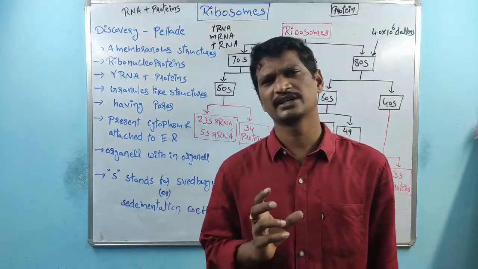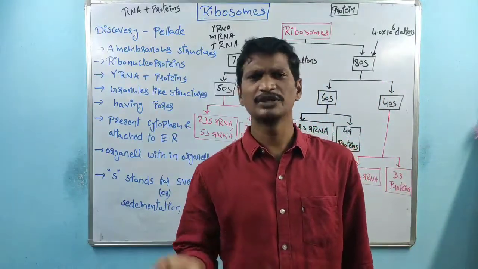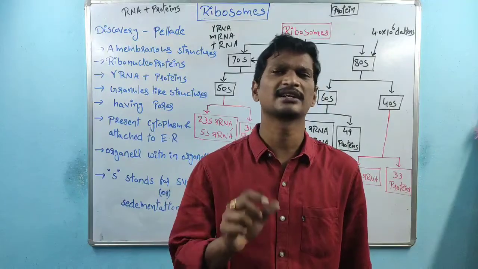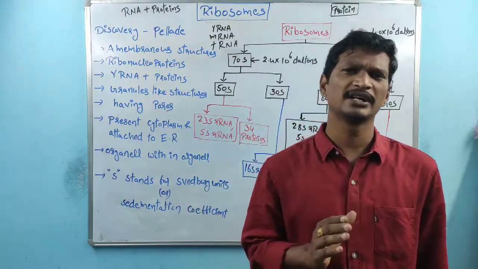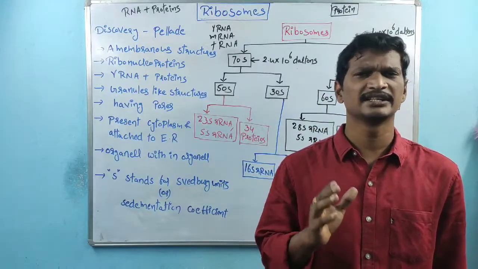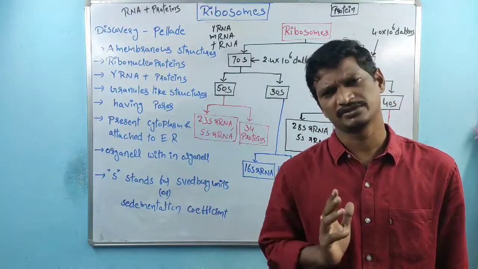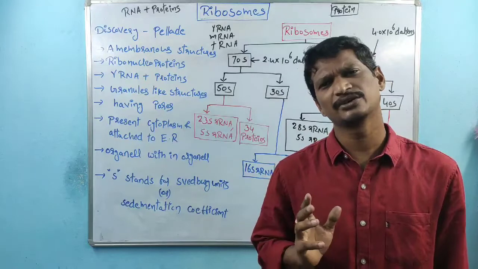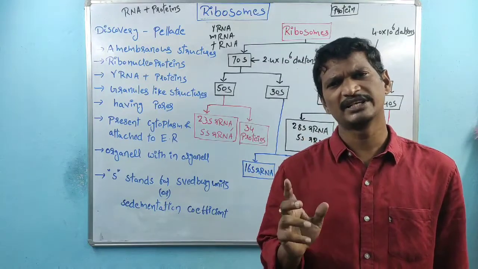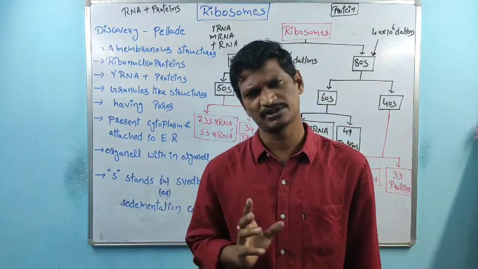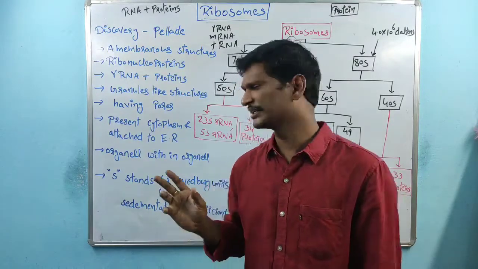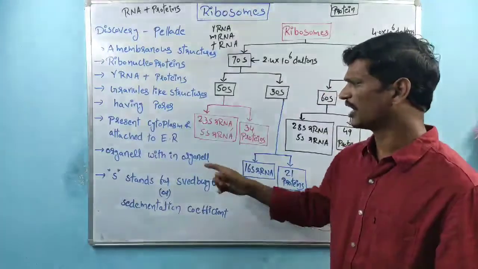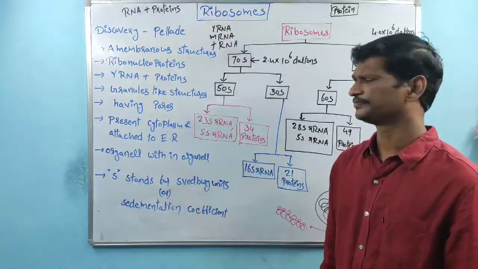So what I am telling here is, one organelle is there, and within that organelle, another cell organelle is present. That is nothing but ribosomes. We know within mitochondria and chloroplast, 70S ribosomes are present. That's the reason why in eukaryotic cells, both 70S and 80S ribosomes are present, right? So, organelle within organelle.